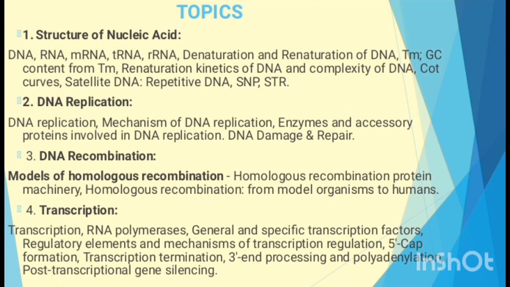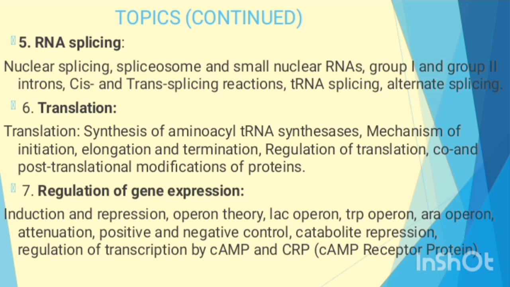4 is transcription, RNA polymerases, general and specific transcription factors, regulatory elements and mechanisms of transcription regulation, the 5' cap formation, transcription termination, 3' end processing and polyadenylation, post-transcriptional gene silencing. 5 is RNA splicing, nuclear splicing, spliceosome, and some small nuclear RNAs, group 1 and group 2 introns, cis and trans splicing mechanisms, transfer RNA splicing, alternate splicing.